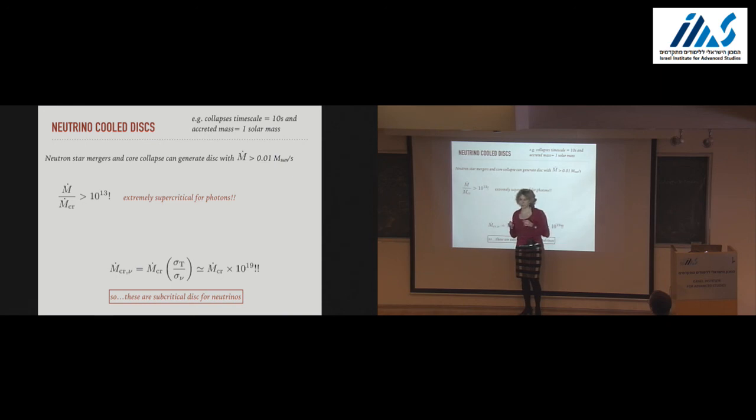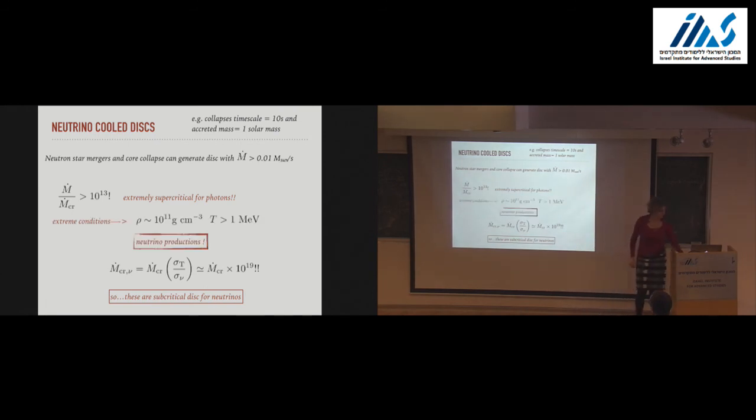So these disks turn out to be fundamentally different from what I've been discussing so far. In fact, these disks have extreme conditions. The density is very high, and the temperature in the innermost part is greater than 1 MeV. And this means that there is neutrino production. In fact, these disks are cooled by neutrino emission. The photons are trapped and advected into the hole.